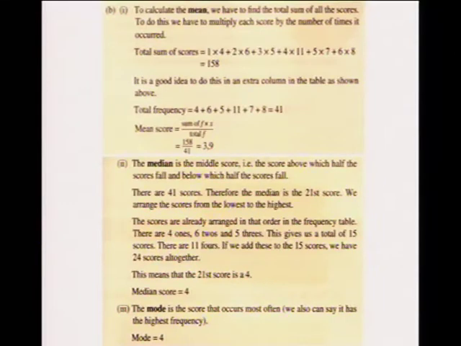The median is the middle score. So there were 41 scores, so the median is the 21st score. We arrange the scores from the lowest to the highest, and then we find the median, the middle of the scores. So this means that the 21st score will be 4. So the median is 4. The mode is a score that occurs most often. We also can say it has the highest frequency, and the mode is also 4.